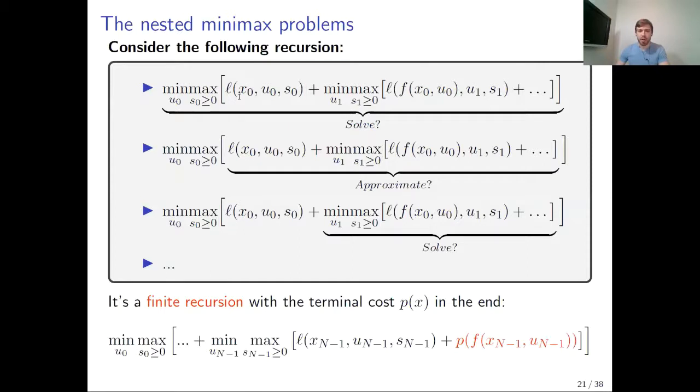But now we have a recursion. Minimax problem to be solved requires everything inside square brackets to be either approximated or computed explicitly. And to be able to approximate it, we have to solve another minimax problem and so on. A nice thing about this recursion is that it is a finite recursion with the terminal cost in the end. So we can try to resolve the recursion from the last problem up to the first problem.